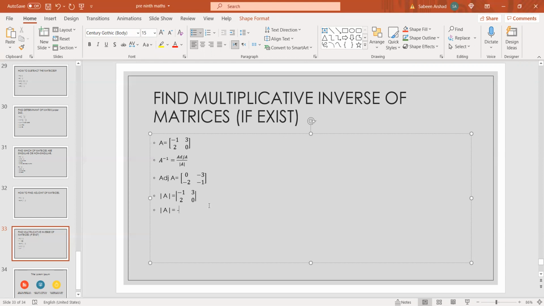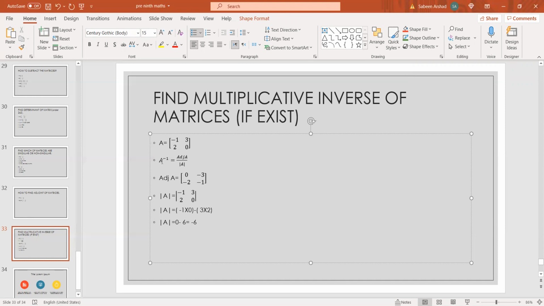Minus 1 multiplied with 0, minus, here you have to put the sign of minus, it's according to the rule, 3 multiplied with 2. One more step, let me simplify it. Minus 1 multiplied with 0 is 0. Minus 3 multiplied with 2 is 6. So the determinant is equal to minus 6 and it's not equal to 0, which means it's a non-singular matrix. We can find the multiplicative inverse.